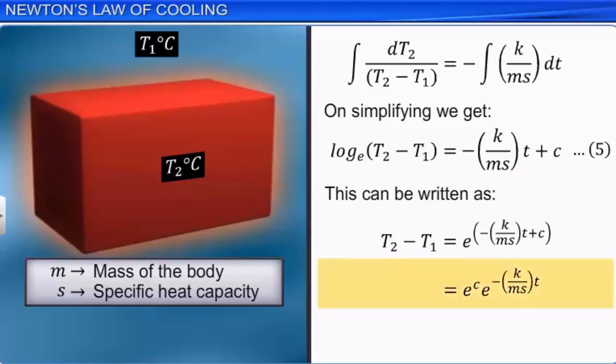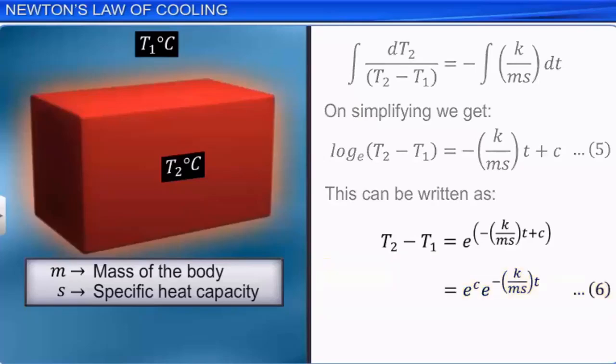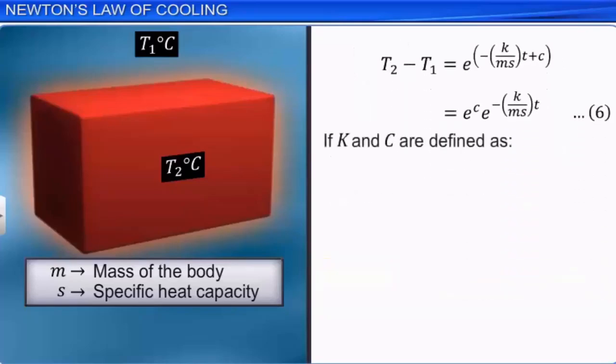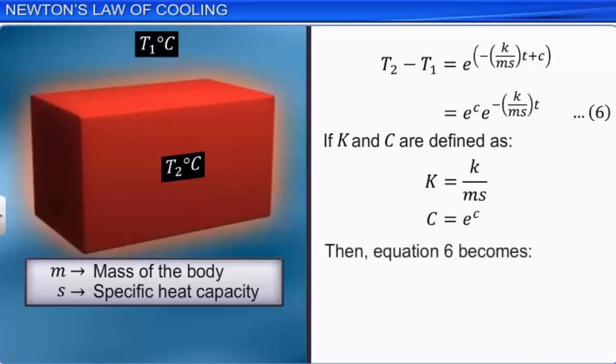If we define k equal to K by Ms and C equal to e raised to the power C, then equation 6 becomes T2 minus T1 is equal to C into e to the power minus kt, or T2 is equal to T1 plus C into e to the power minus kt. Let this be equation 7.